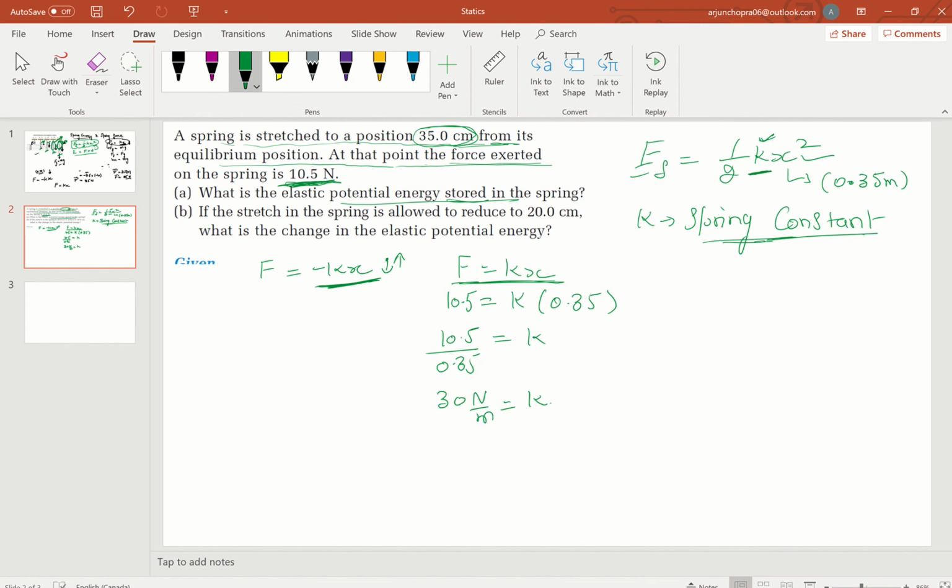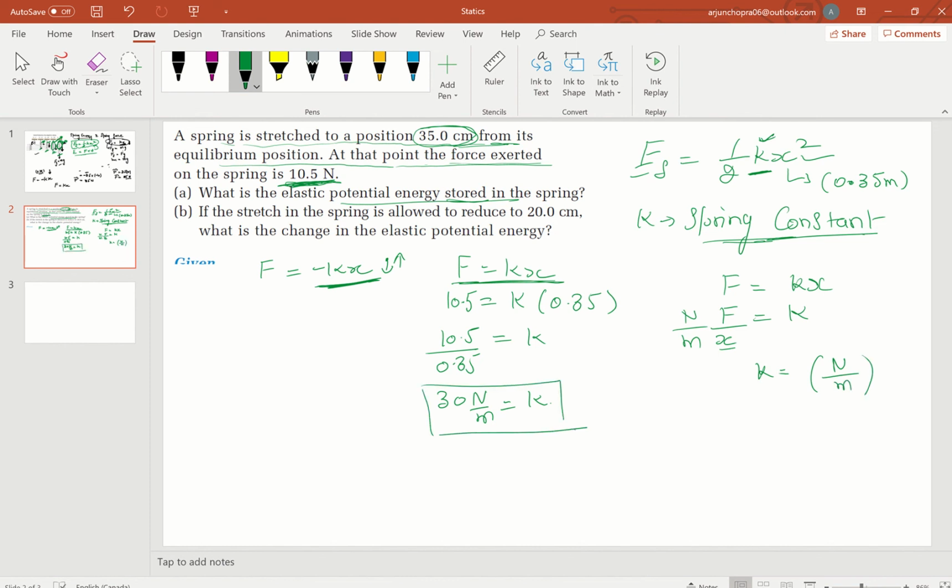And we can also find out the units of k. Force equal to kx, so I can write k equal to force divided by x. The units of force is Newton and the units of x is meter. So the units of k will be Newton per meter. So this is the k value which we figured out.